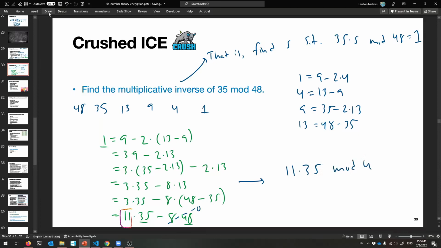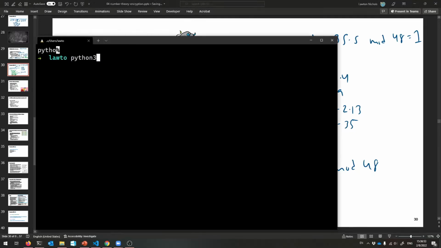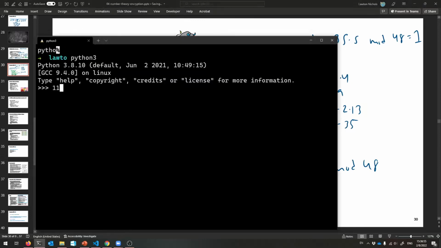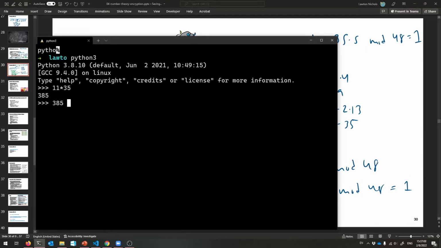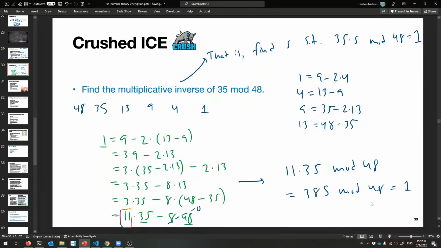Mod 48, that's equal to, let's just quickly go into Python, because why not? That is 11 times 35. 385. Doesn't look like it'll give you 1 mod 48, but it will. So 385 mod 48. That was the proper inverse in mod 48 land.